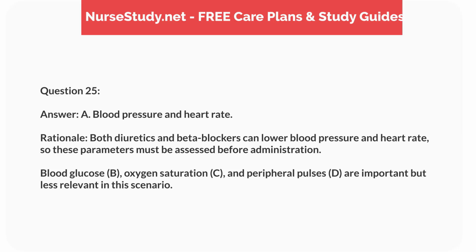Rationale: both diuretics and beta blockers can lower blood pressure and heart rate, so these parameters must be assessed before administration. Blood glucose, B, oxygen saturation, C, and peripheral pulses, D, are important but less relevant in this scenario.